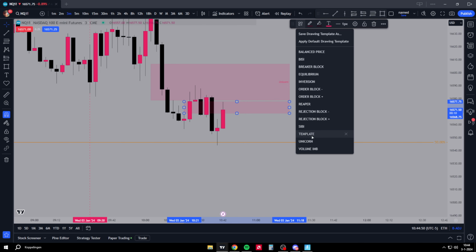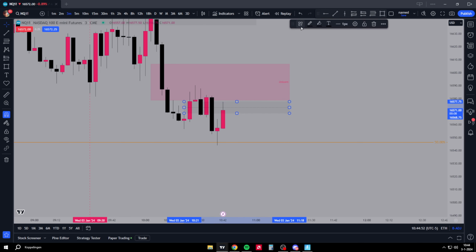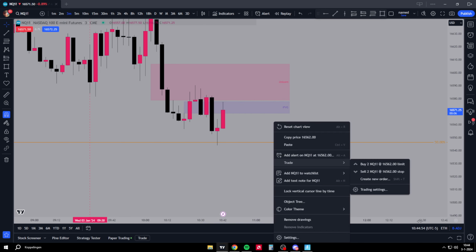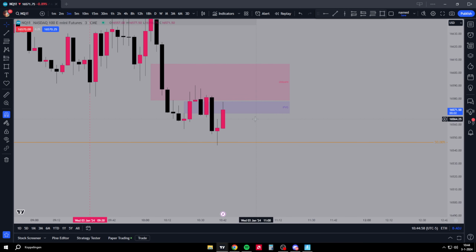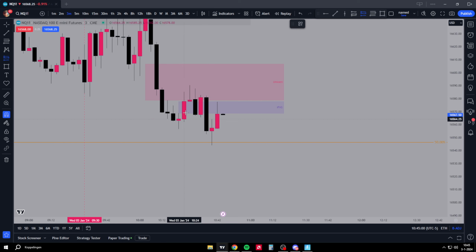So as soon as it displaces through this here, inversion. Actually, don't know how much I risked. I risked like 0.5%, so that's fine. So actually market order this one, and I set my stop loss right there, and I target equilibrium. So equilibrium did get hit, but we did get stopped out.